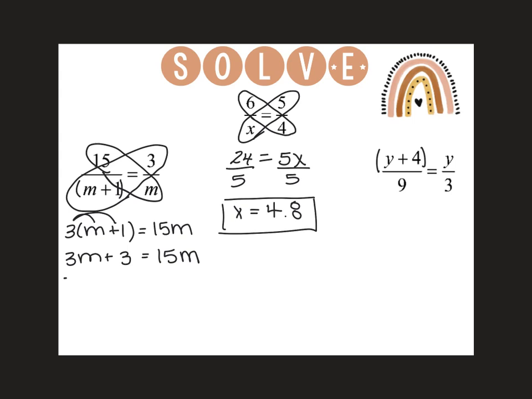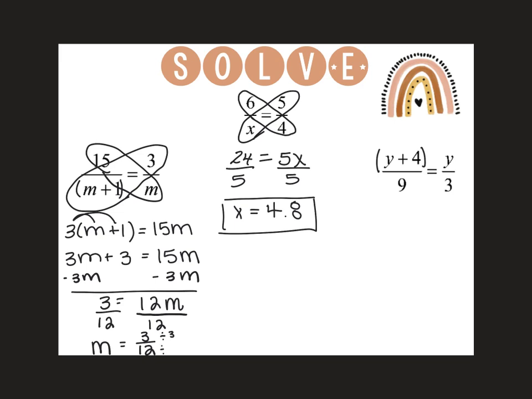I would subtract 3m from both sides, and I would get 3 equals 12m, and then I would want to get m by itself, so I'd divide both sides by 12. So I get m equals 3 over 12. Now, 3/12 can be simplified because I can divide the numerator and denominator by 3, and so the best answer is really 1/4.